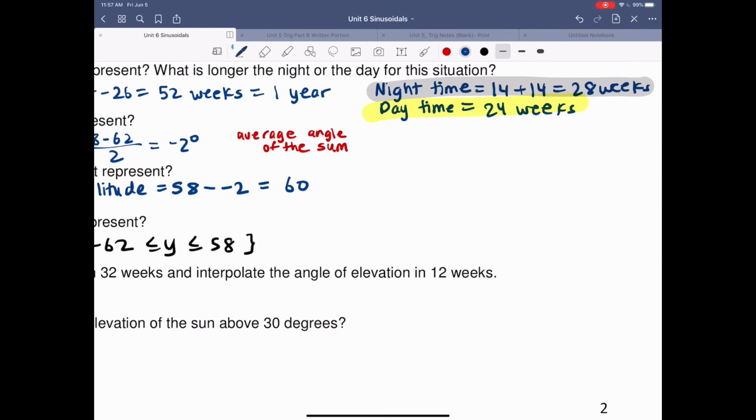And what it means in terms of this question, because it's a word problem, you have to interpret it. So it's the possible angles of elevation of the sun.